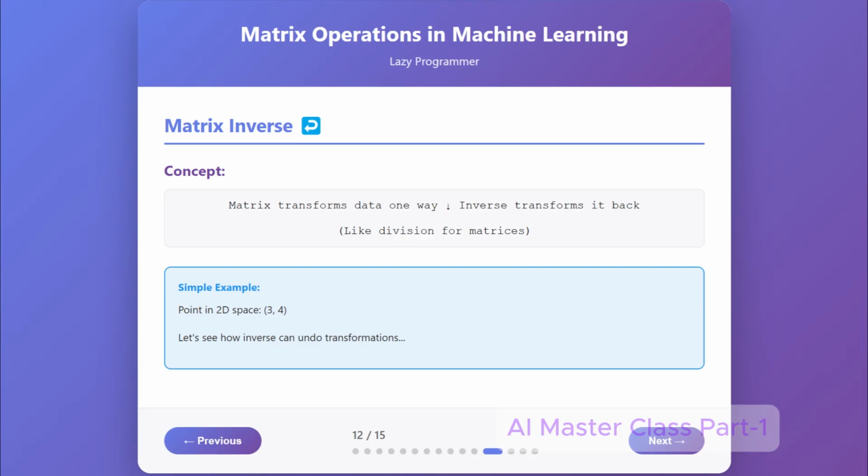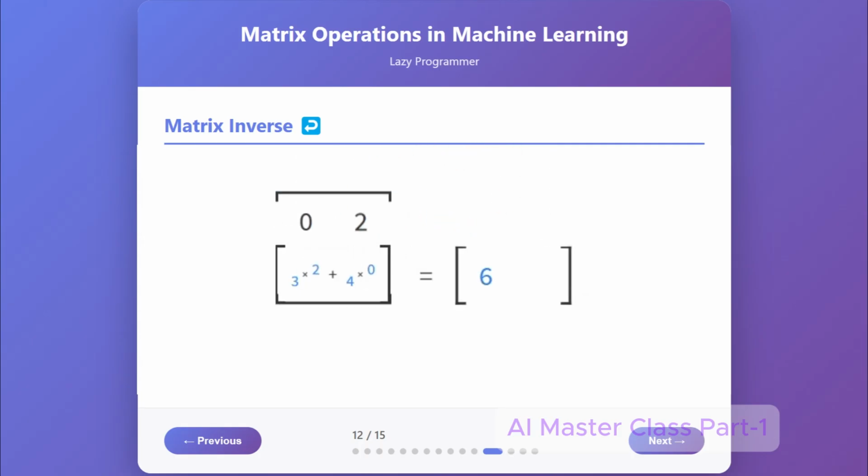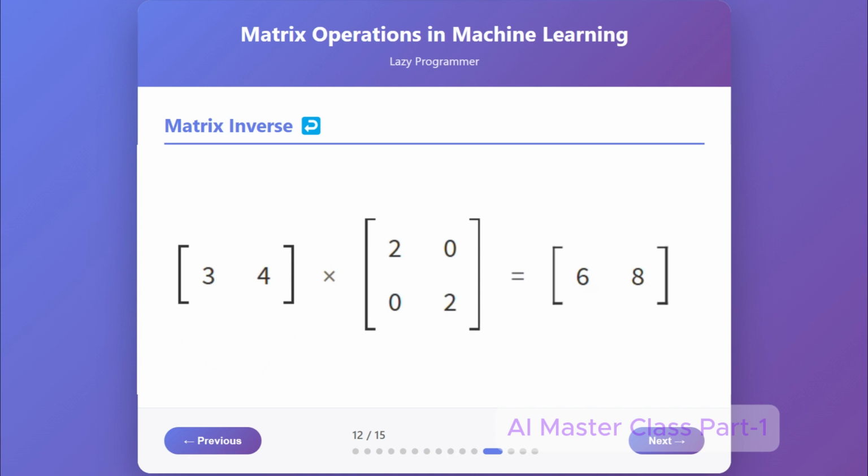Imagine you have a point in 2D space at coordinates 3 and 4. We can represent it as a matrix of 2 by 1. Now let us say we have a matrix A that doubles the size of everything. Mathematically, it will look like this. Now when we multiply our 2D space coordinate point by A, we get a new location which is 6 and 8. Now to get back where we started, we need the inverse of A.